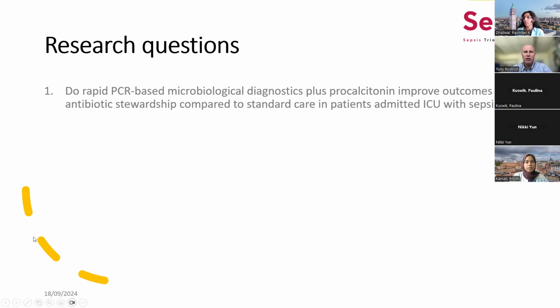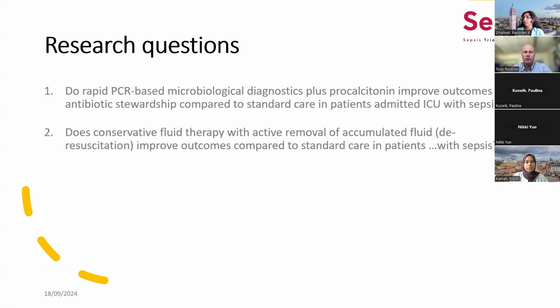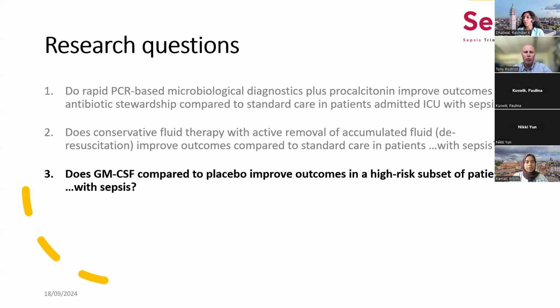So you'll be familiar with the early interventions. We have the rapid diagnostic intervention, the conservative fluid intervention, and the one on which we're going to focus today is GM-CSF. So the question that we are trying to answer within SepTiC is, does GM-CSF compared to placebo improve outcomes in a high-risk subset of patients with sepsis?